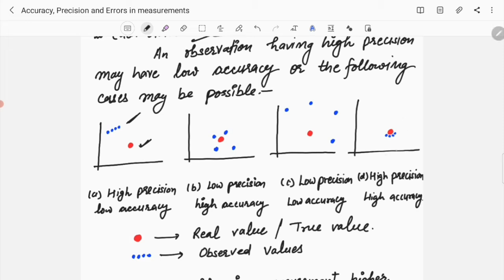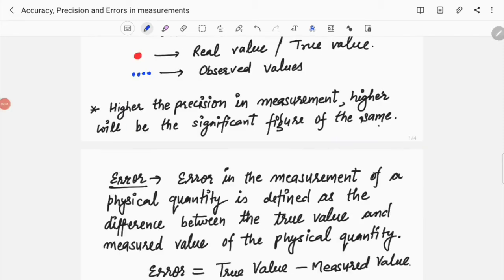But in the last graph, we can see that all the four blue dots are very much close to each other, so they are showing high precision, and they are very much close to the red dot also. That means the true value of the physical quantity, so we can say they are showing high accuracy also. So this is the case when the result is showing high precision with high accuracy.